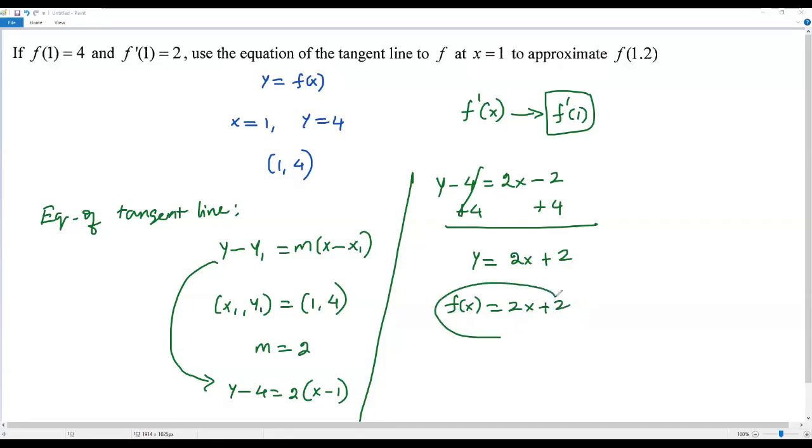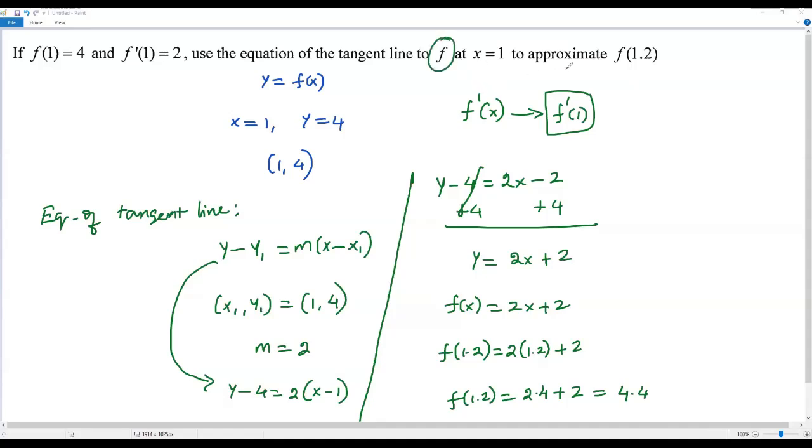Now I'm going to use this equation of the tangent line to approximate f of 1.2. That means I have to plug in x equals 1.2. f of 1.2 equals, on the right side also plugging in 1.2 for x, 2 times 1.2, which is 2.4, plus 2. When I add 2.4 plus 2, I get 4.4. So using the equation of the tangent line to the graph of the function f, I have approximated the value of f of 1.2. The approximate value of f of 1.2 is 4.4.